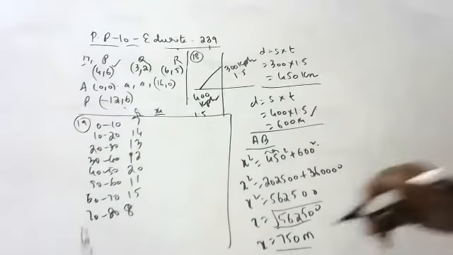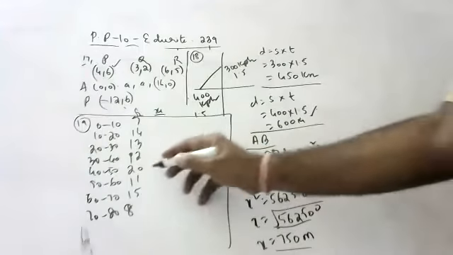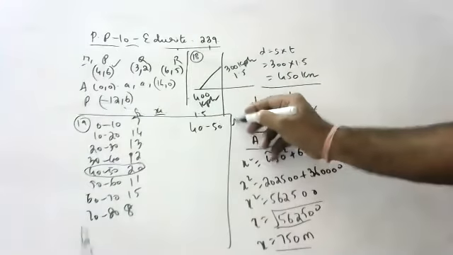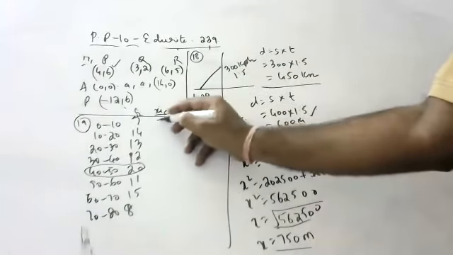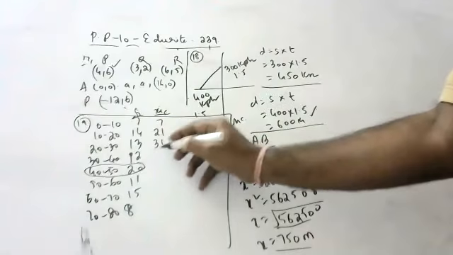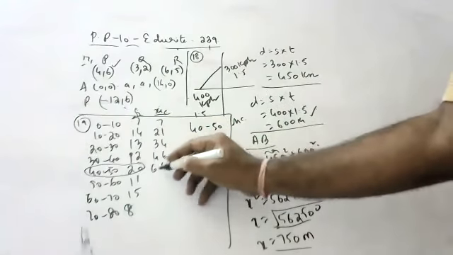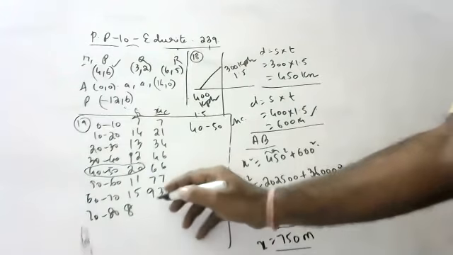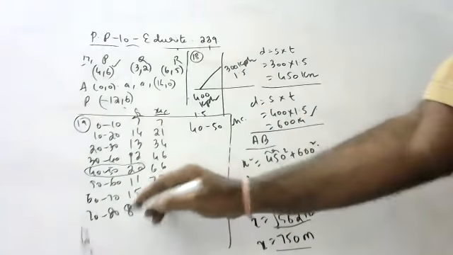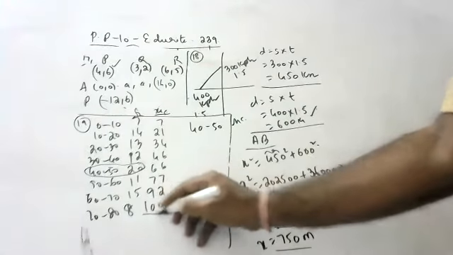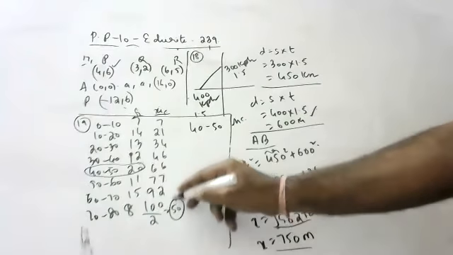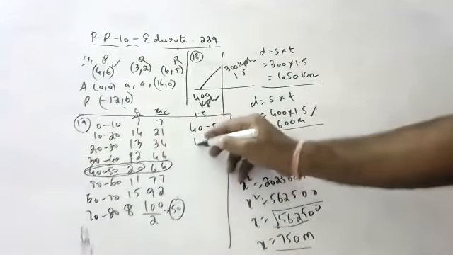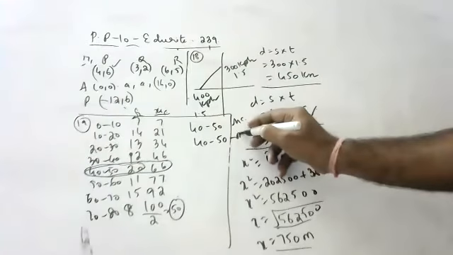Children, what is the modal class? 40 to 50. 40 to 50 is your modal class. Tell me the cumulative frequency, children. 7, 21, 34, 66, 77, 93, 101... 100 by 2 is 50, and 50 comes within 66. So the median class is 40 to 50.